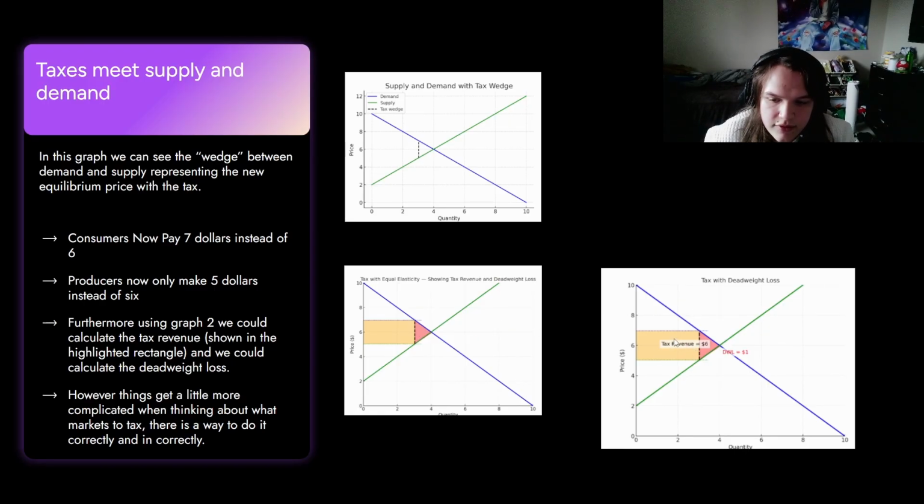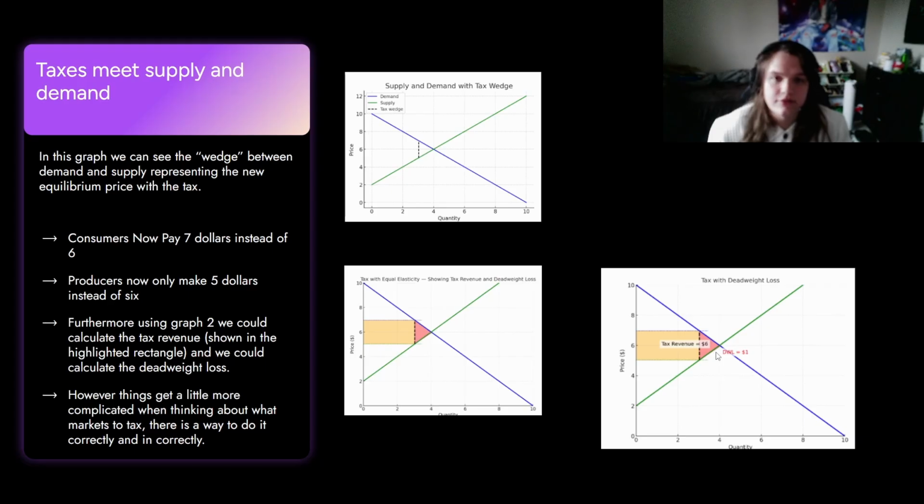And with this information, we can actually calculate based on the graph what the total revenue is: base times height for the tax revenue, where the $2 tax is the height, and the base is the quantity, which is 3, and then you get the total tax revenue. And then you get the deadweight loss calculation, which essentially all you do is you take the area of two triangles because they're going to be split in half, and then you add them together. But it gets more complex, so let's get right into it.